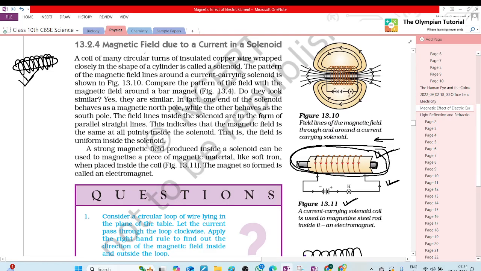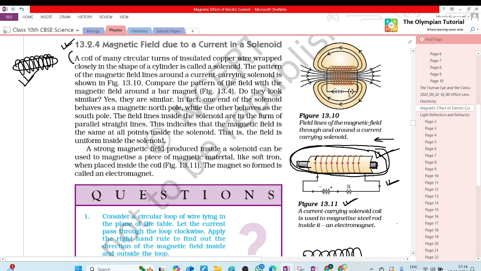So we'll do magnetic field due to current in a solenoid. Firstly, read it. Start, Thanya. A coil of many circular turns of insulated copper wire wrapped closely in the shape of a cylinder is called a solenoid. The pattern of the magnetic field around a current carrying solenoid is shown in the figure.